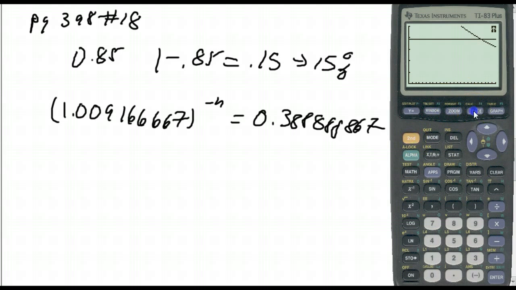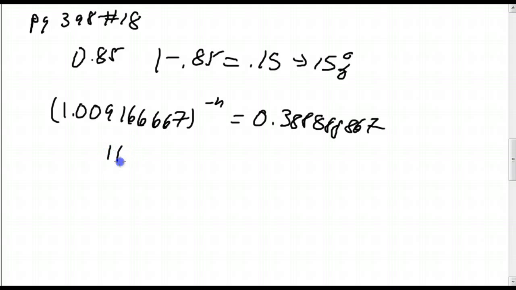So second calc, intersect. Actually, I'm going to move along this curve. There we go. And hit enter 3 times. And we get 103.5. So that will be 104 months. Well, actually, let's use the 103.5.